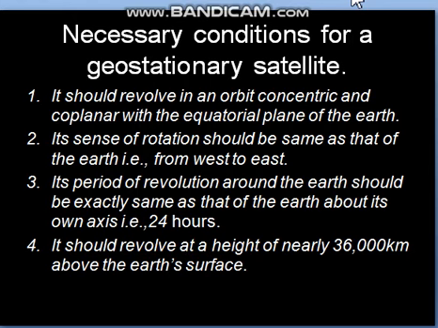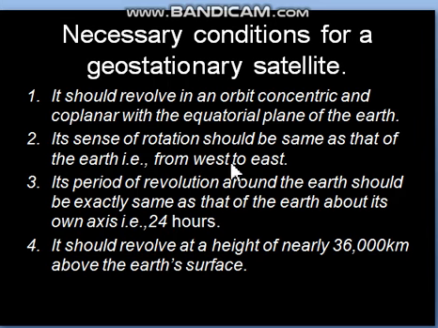So students, as we have discussed the detail about geostationary satellite, now we can list down the required conditions for the geostationary satellite. So there are 4 conditions. Like first condition is that the geostationary satellite should revolve in an orbit concentric and coplanar with the equatorial plane of the Earth.